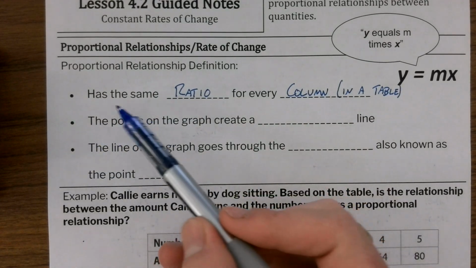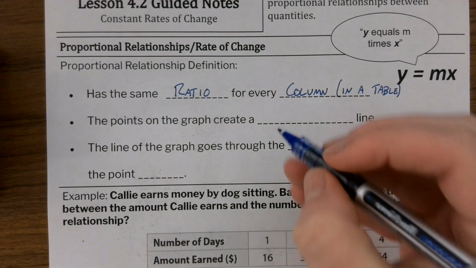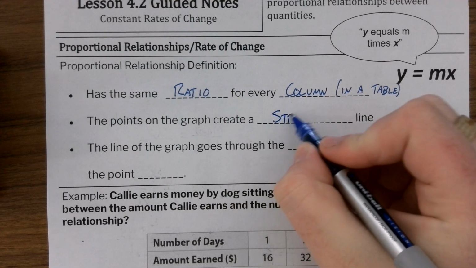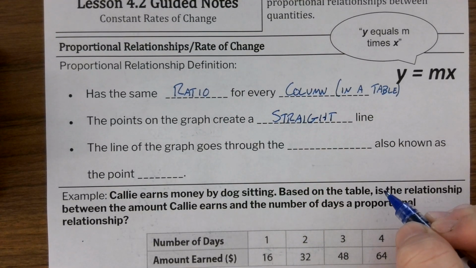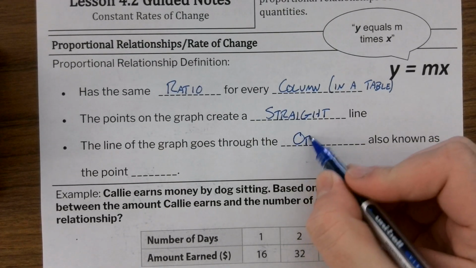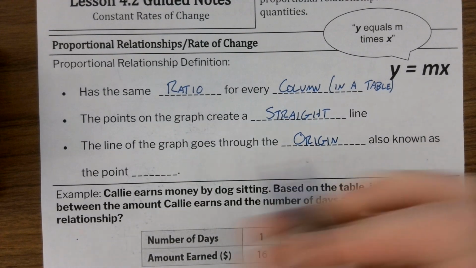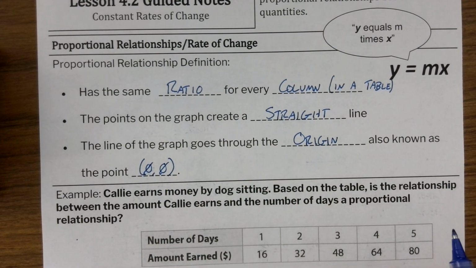So, to be proportional, it has to have the same ratio for every column in a table. The points on the graph have to create a straight line. If it's curved, it's not proportional. And lastly, the line of the graph goes through the origin, which is also known as the point 0, 0. It is the center of a graph.